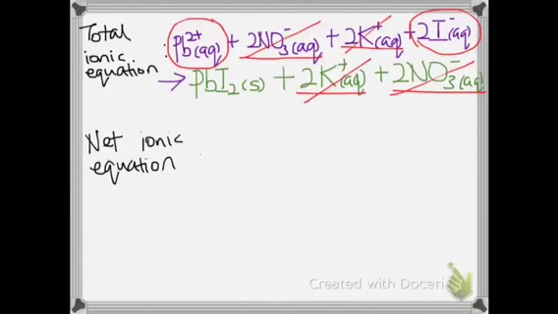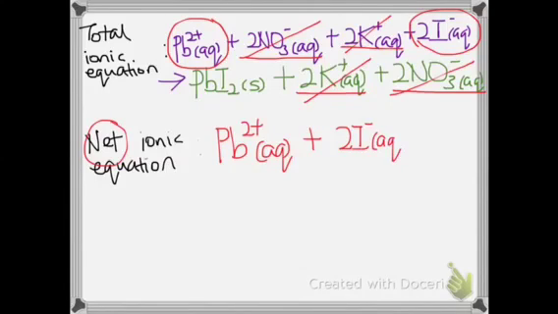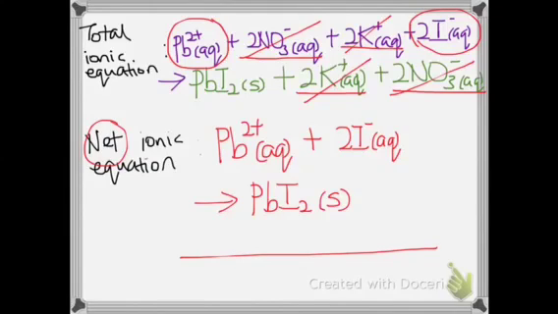So therefore, our net ionic equation will just be Pb2+ (aq) plus 2I- (aq) to give you PbI2 (solid). This is your net ionic equation.